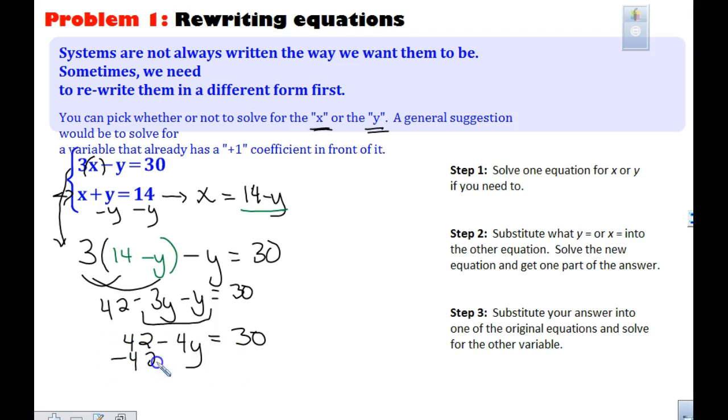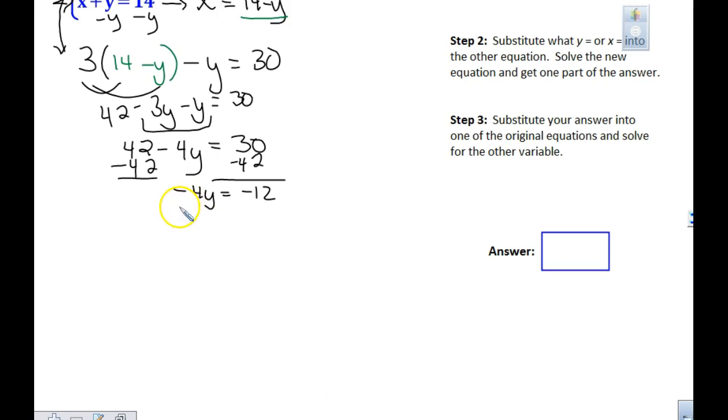Subtract 42. When I subtract 42 from both sides of my equal sign, Cameron, I'm going to have... Okay. So as I'm solving that one, Kendall, I'm going to divide both sides by negative 4. So I'm dividing both sides by negative 4. Y is equal to 3.